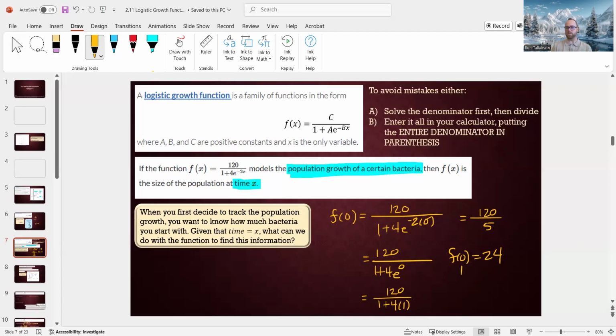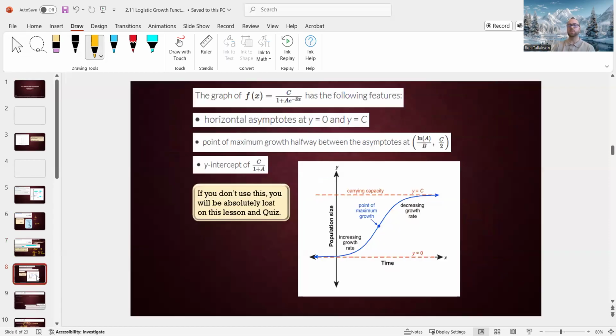Well, it means when zero time has passed, when we started observing this bacteria, there were 24 bacteria. Okay, we don't know what kind of bacteria, they didn't tell us, but we're on our way to learning more about how it's growing. And if you wanted to find out over time, you could plug in one or two or three. They didn't give us increments like months, weeks, days, but you get the idea. You can track the growth over time by putting in the different values of time.